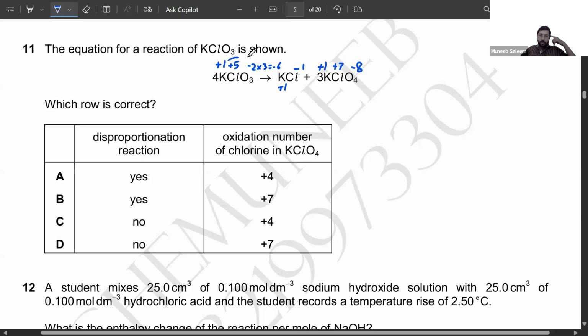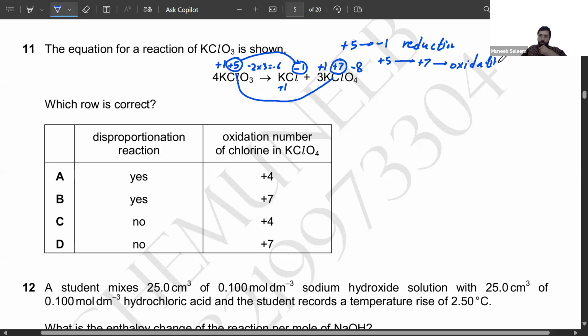chlorine is changed from +5 to -1 on one side, and from +5 to +7 on the other side. So from +5 to -1 is basically a reduction, and +5 to +7 is oxidation. So both oxidation and reduction are there within one element.